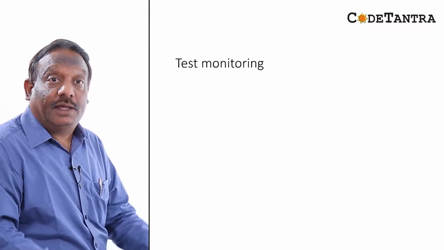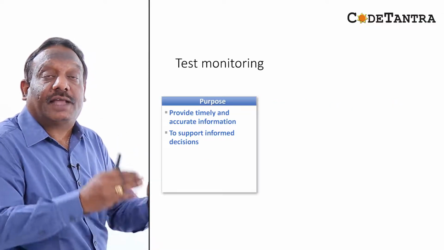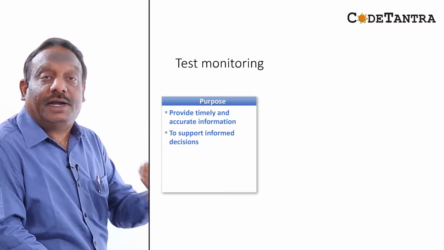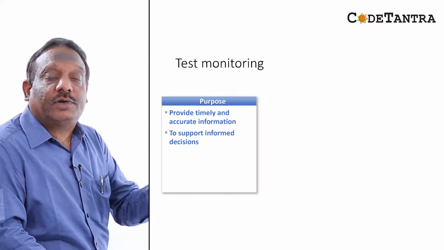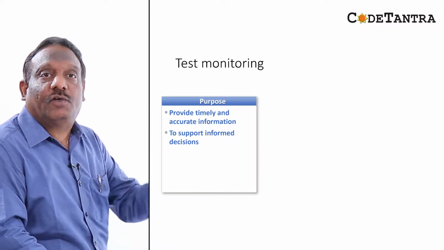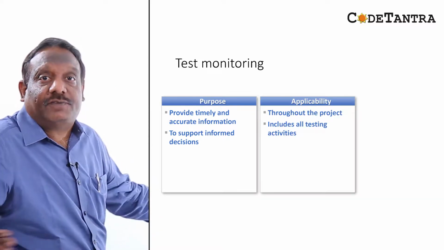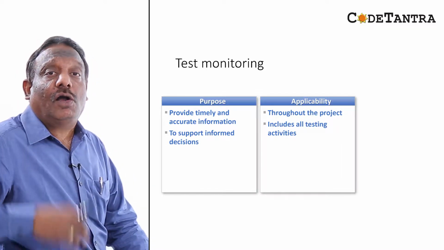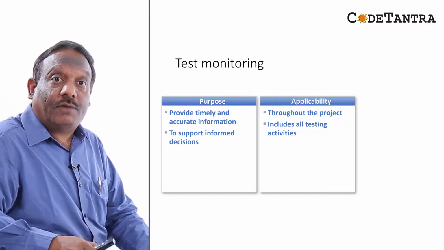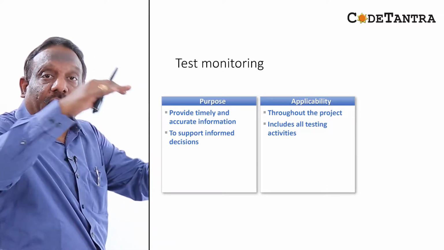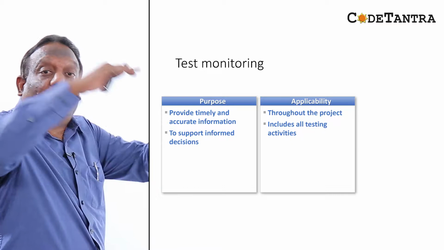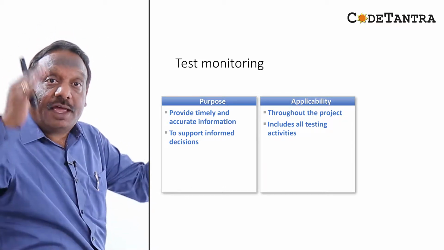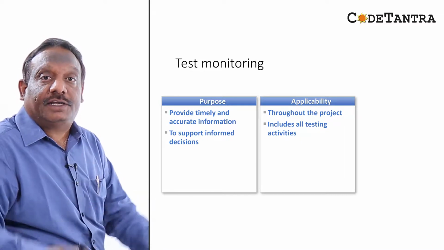So test monitoring, the purpose is to provide timely and accurate information. And why do we need this timely and accurate information? To support informed decisions about our project, and the applicability of test monitoring is throughout the project, and it includes all testing activities. That's why we have called test planning, monitoring and control an umbrella activity which provides shade to the rest of the activities that we perform as part of our fundamental test process.